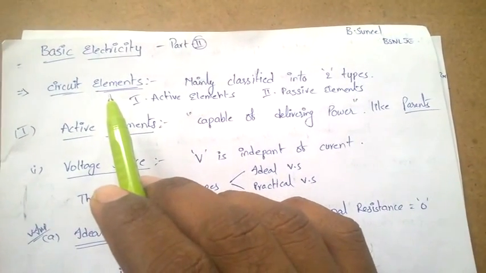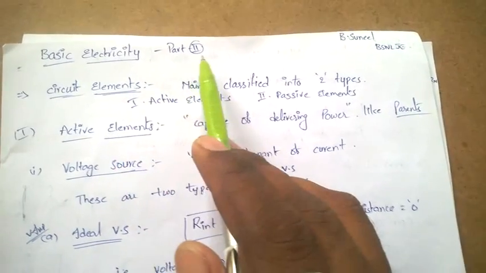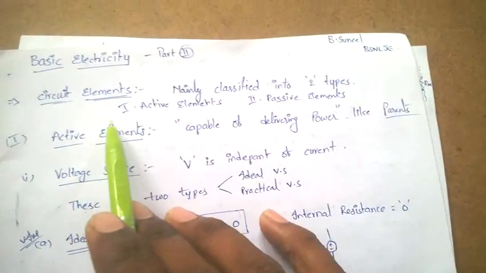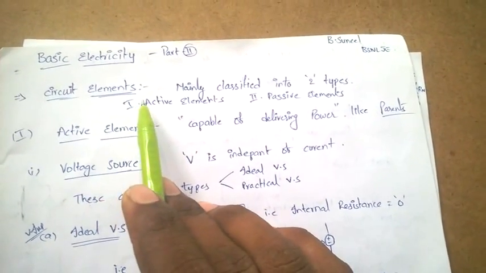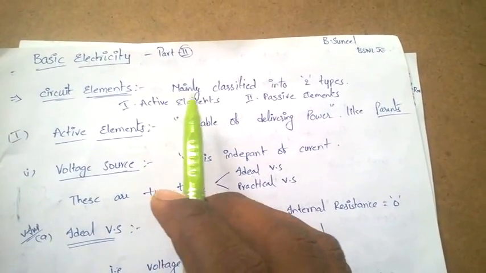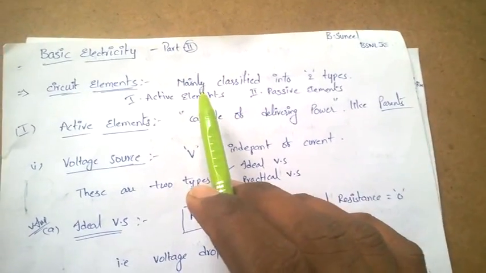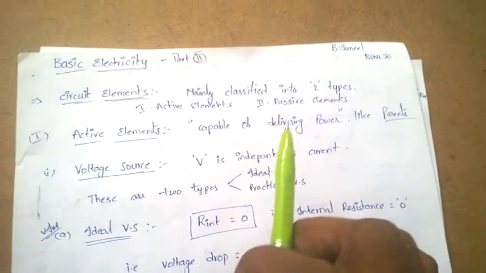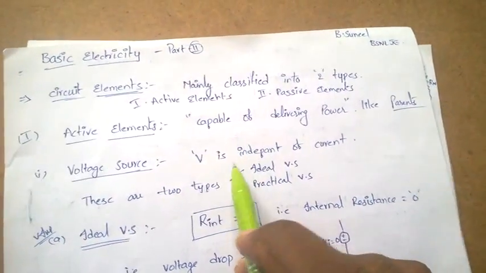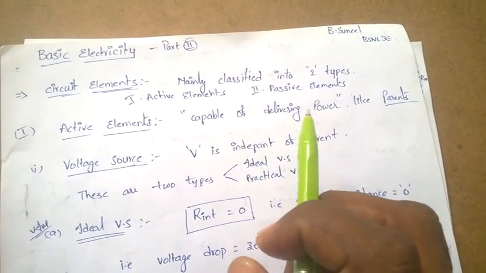Hi friends, now I am going to discuss basic electricity part 2. In this part, first of all, circuit elements. The circuit elements are nothing but resistor, inductor, capacitor, voltage source and current sources. These are mainly classified into two types: first one, active elements and passive elements.